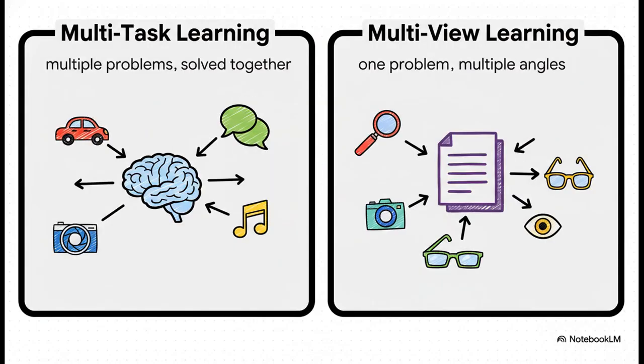And one last thing to clear up, it's not multi-view learning either. Multi-view is all about tackling a single problem, but from different angles, like analyzing a news story by looking at the text and the images that go with it. MTL, on the other hand, is all about solving multiple, distinct problems at the exact same time.